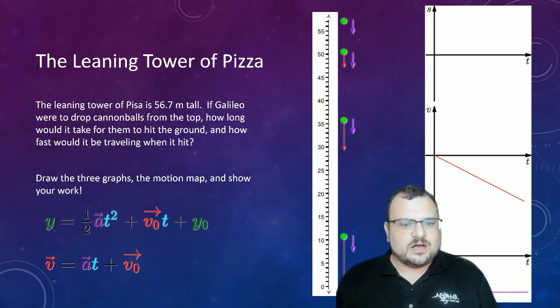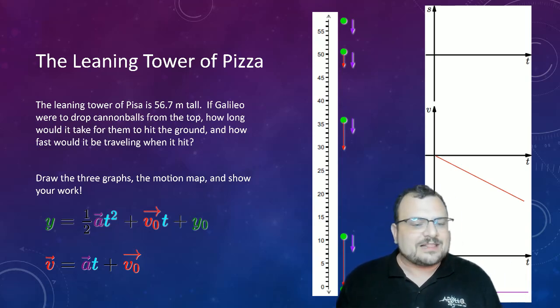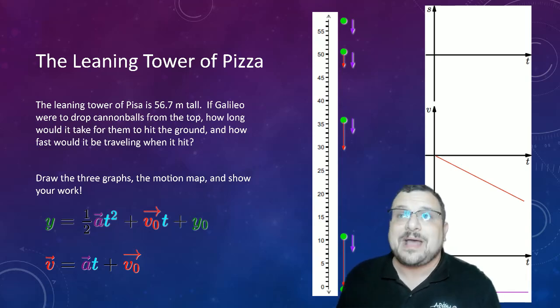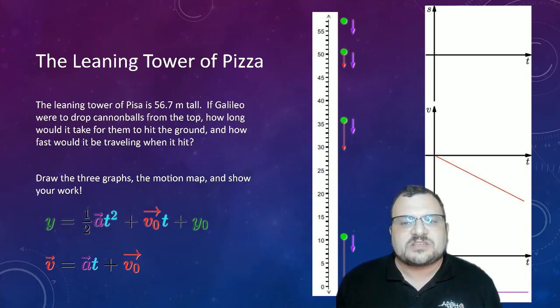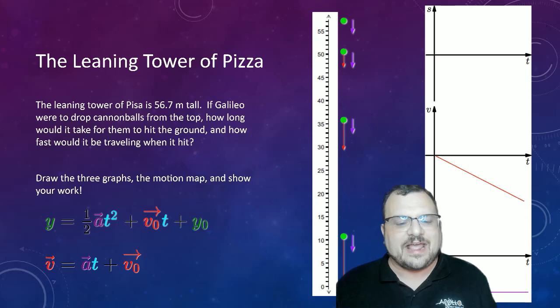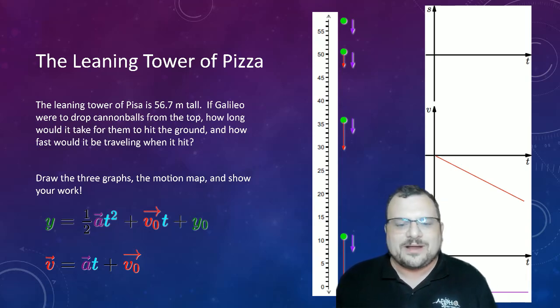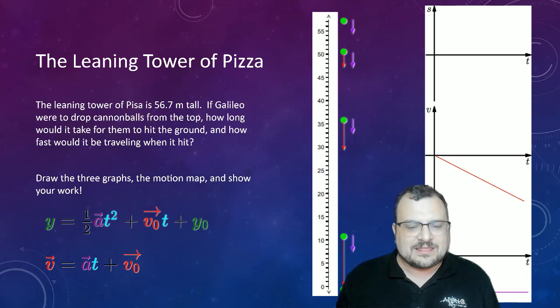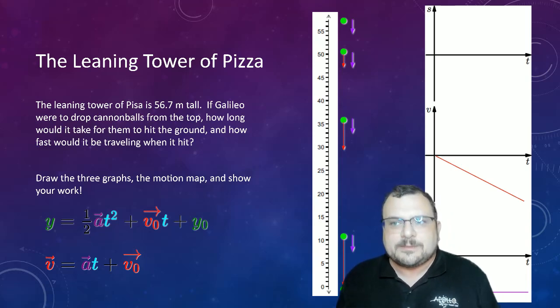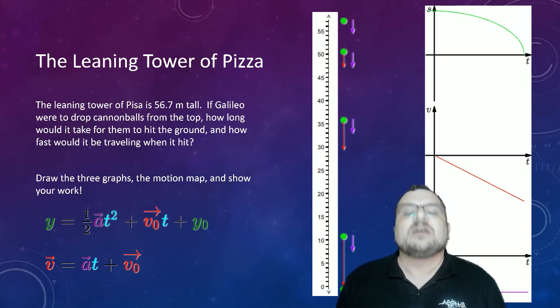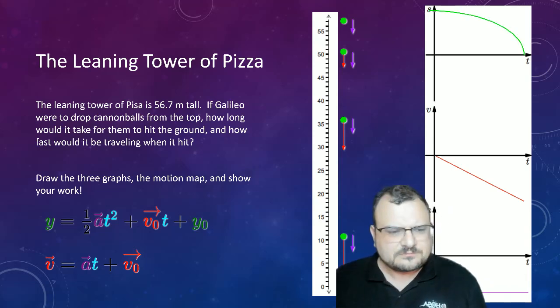For our position graph, we could plot the points that we have over on the motion map, or we can just go, hey look, we know we're starting at that 56.7 meter point, and we're going to start with a slope of 0 that's going to get steeper and steeper and steeper in the negative direction. So it's going to look something like that.